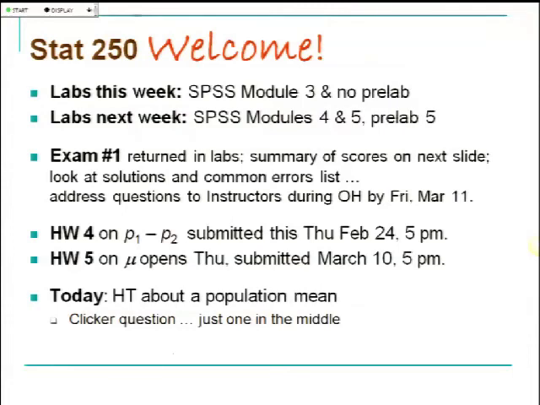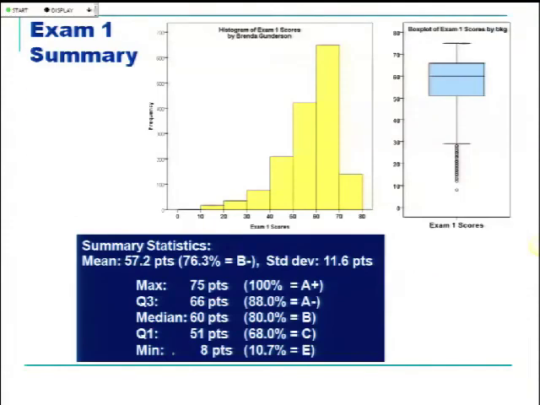All right. Here's your summary. Same one that's up on C-Tools. So that's definitely a skewed to the left distribution. The mean is smaller than the median. What I did is I took the 5-number summary, what those actual points were, out of 75 points, divided by 75 to see what percent they correspond to, and then went to the fixed scale to see what grade that percentage would have corresponded to.